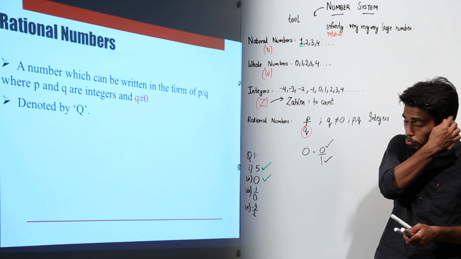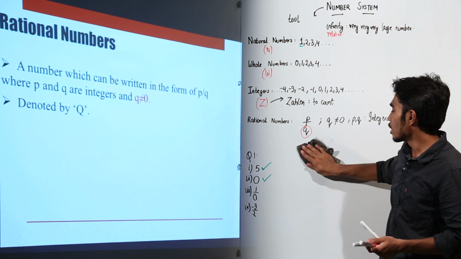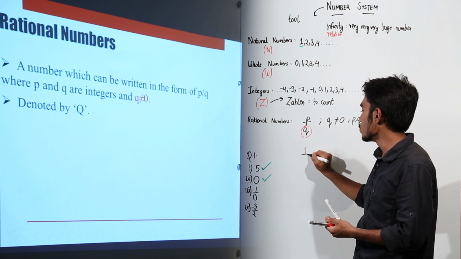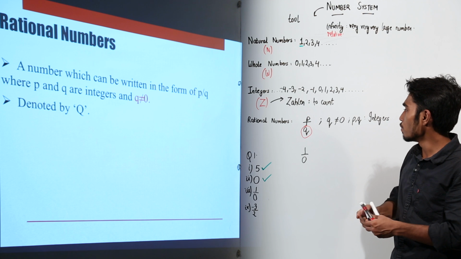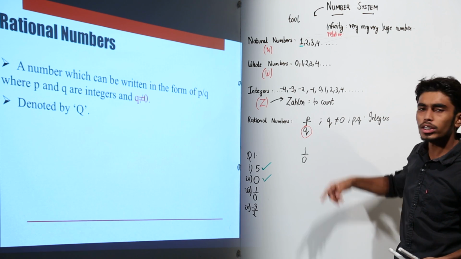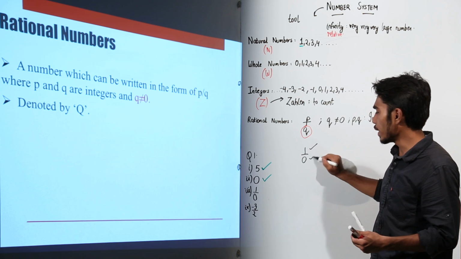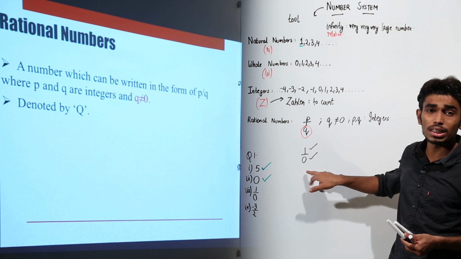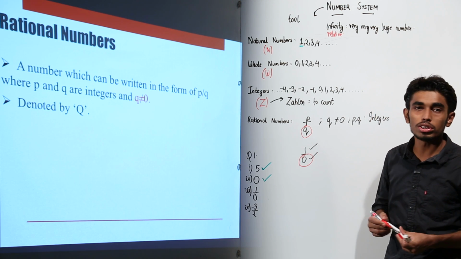And the next expression is 1 by 0. So let us find whether it is a rational number or not. Talking about 1 by 0, it has a numerator, it has a denominator. So let us verify with the definition. Both P and Q should be integers. 1 and 0 both are integers. And the denominator should not be equal to 0. But here you can see that the denominator is equal to 0.